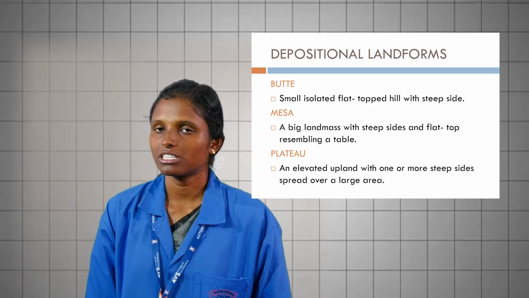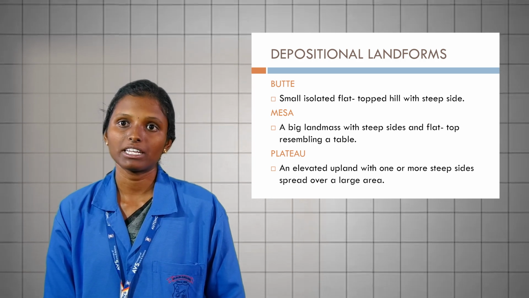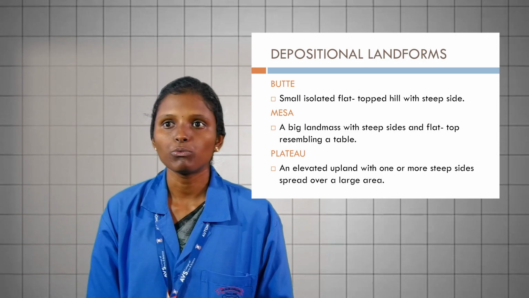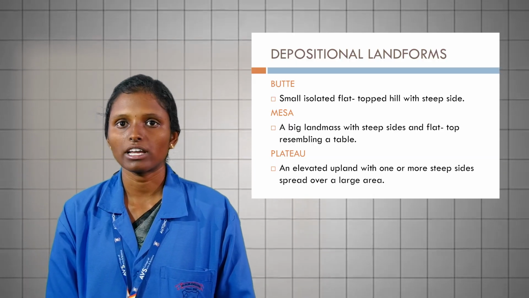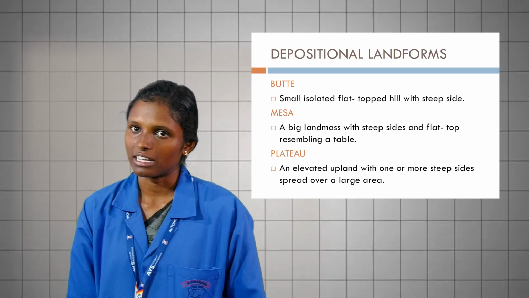And then the last one is plateau. A plateau is nothing but an elevated upland with one or more steep sides spread over a large area. It looks like an upland. So it is called a plateau.